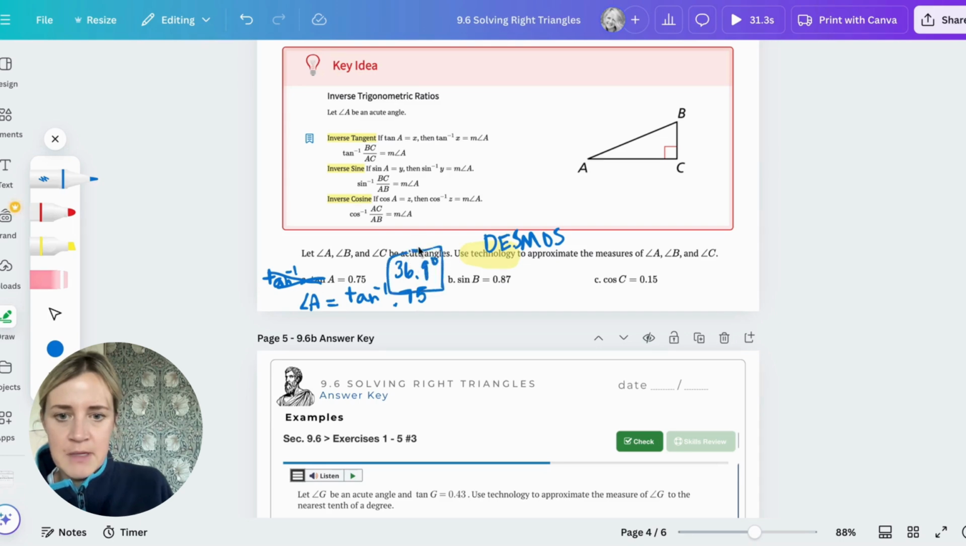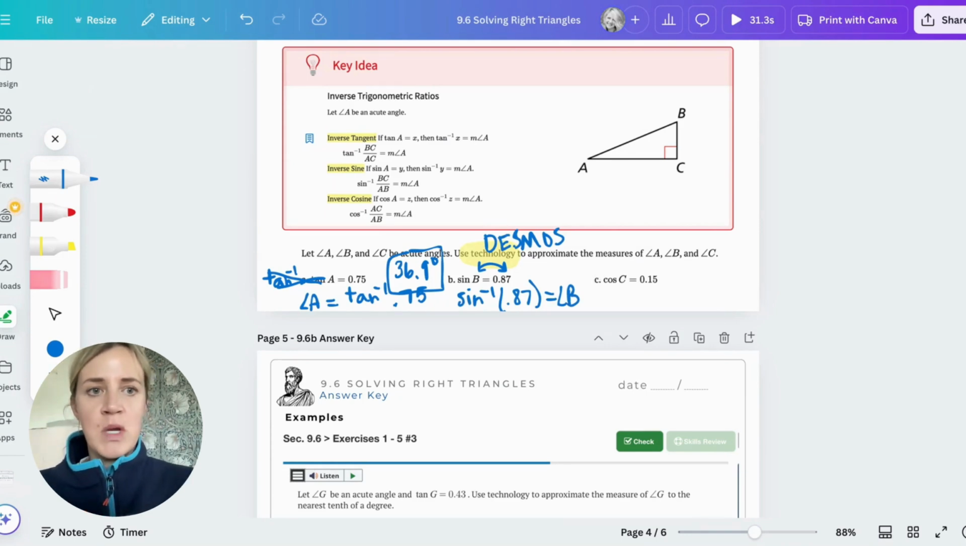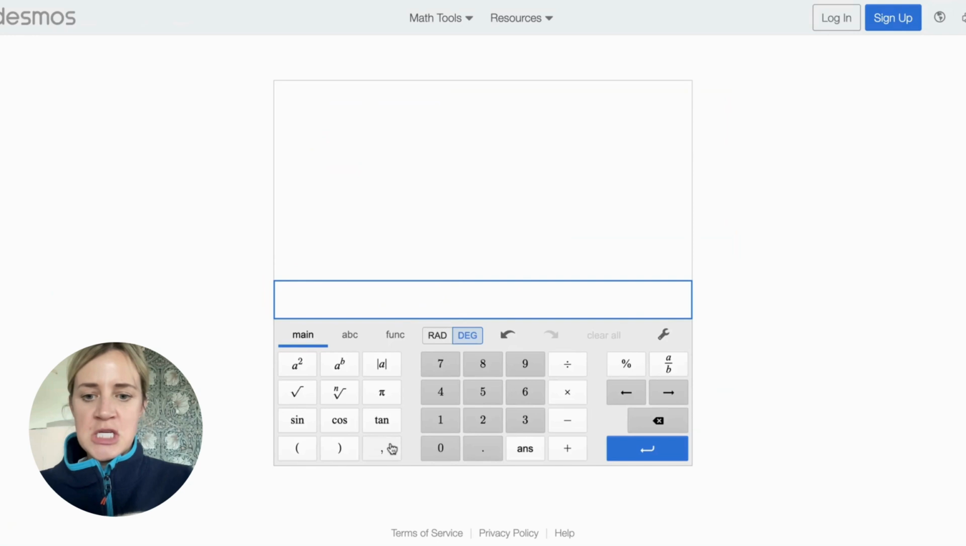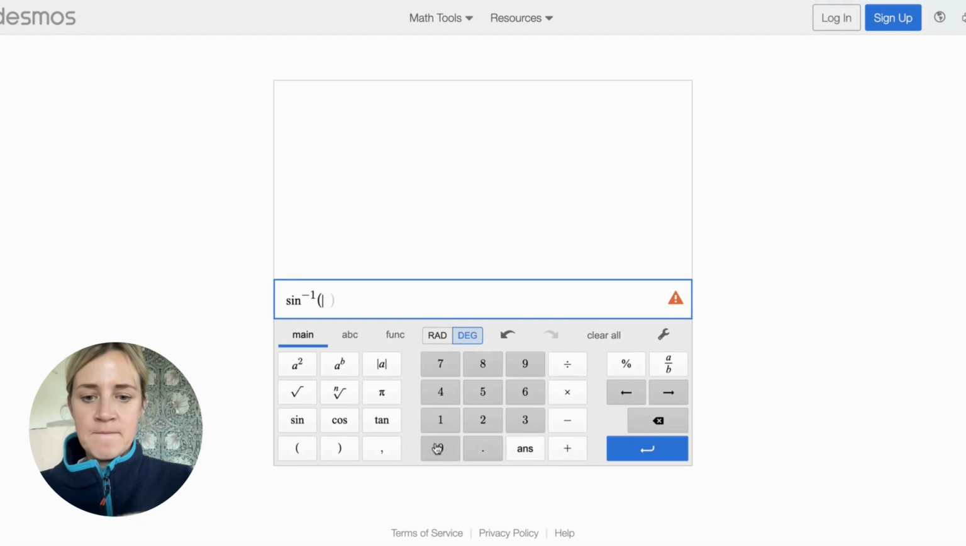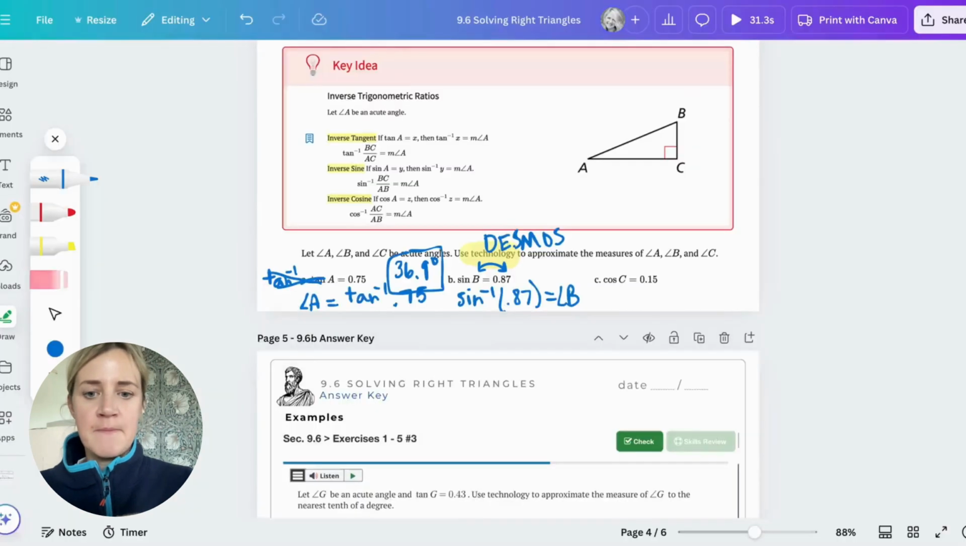Okay. As we get more and more of these, you'll see that all we're doing is flipping these two places and putting that -1 key in. So we're finding the sine inverse of 0.87, and that's going to give us angle B. Sine inverse of 0.87. Make sure you change it. We're doing sine inverse in this case, 0.87. The calculator says 60.5 degrees. It's the sine inverse of that.